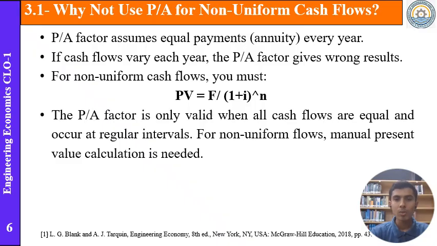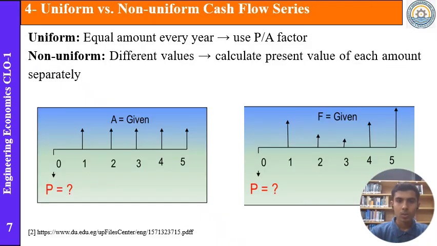Here the F value is the value that varies from year to year, representing the non-uniform cash flow series. The P by A factor is valid only when the cash flow series are equal and occur at regular intervals of time. For a better understanding of the difference between uniform and non-uniform cash flow series, I have added the following two figures. The first figure represents the uniform cash flow series and the second represents the non-uniform cash flow series. The reference of these figures is added at the bottom of the slide.